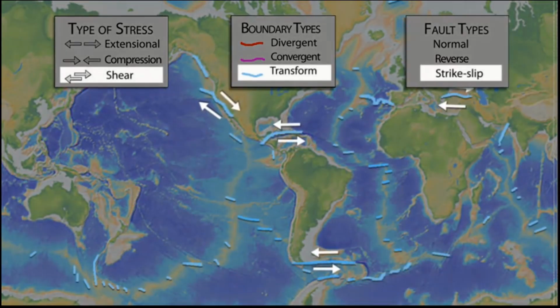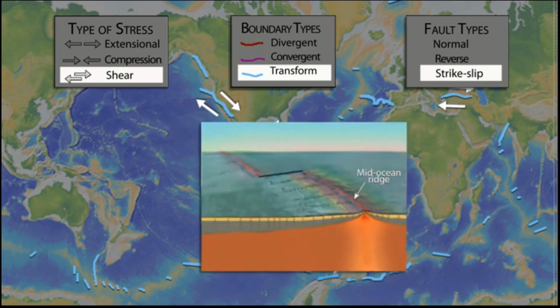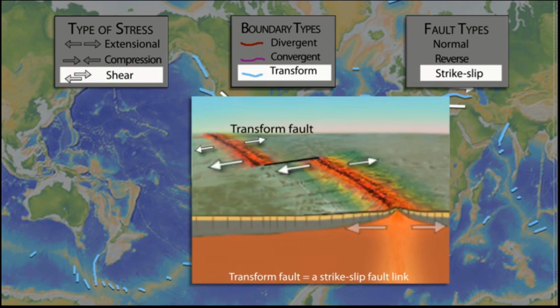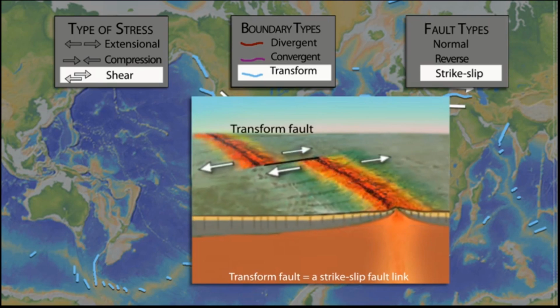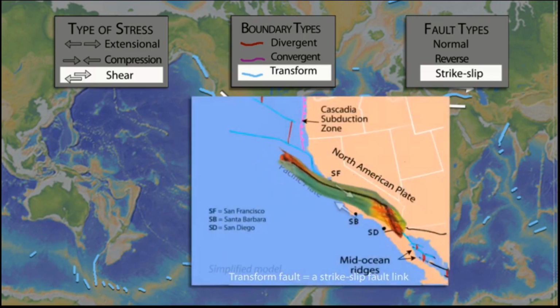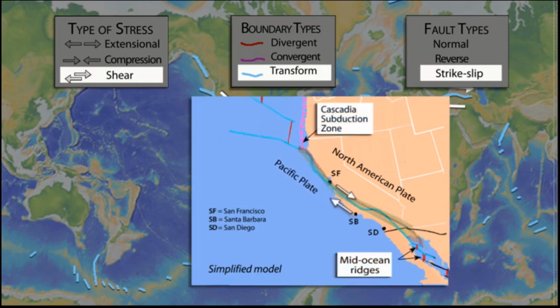Shear stress occurs at transform boundaries where two plates slide horizontally past each other with strike-slip motion. Transform faults link offset boundary segments. Most transform faults are found in the ocean basin where they connect offsets in mid-ocean ridges. Transform faults can also connect a spreading ridge with a subduction zone, such as the San Andreas Fault that separates the Pacific and the North American plates.